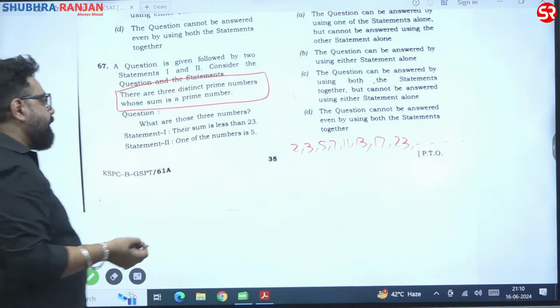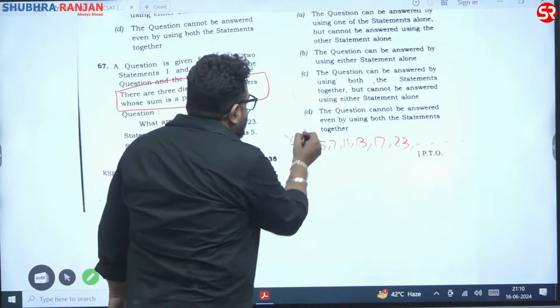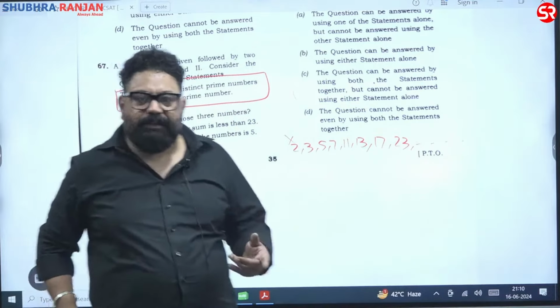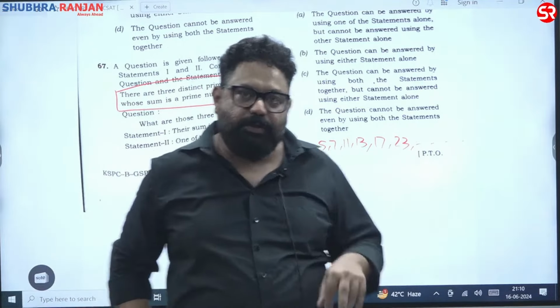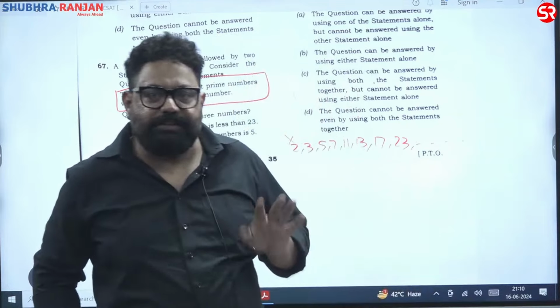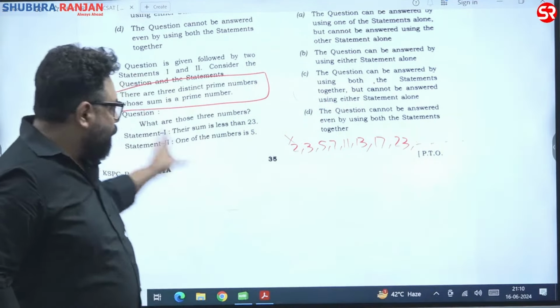So check, guys. First of all, 2 won't be there. Why? Because if you take one prime as even, the remaining 2 would be odd. Odd plus odd is even. Even plus even is even. So it won't remain prime. So ignore 2, right?